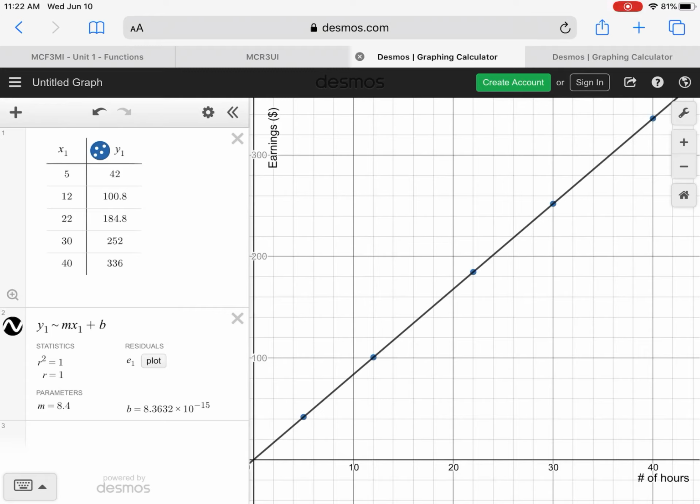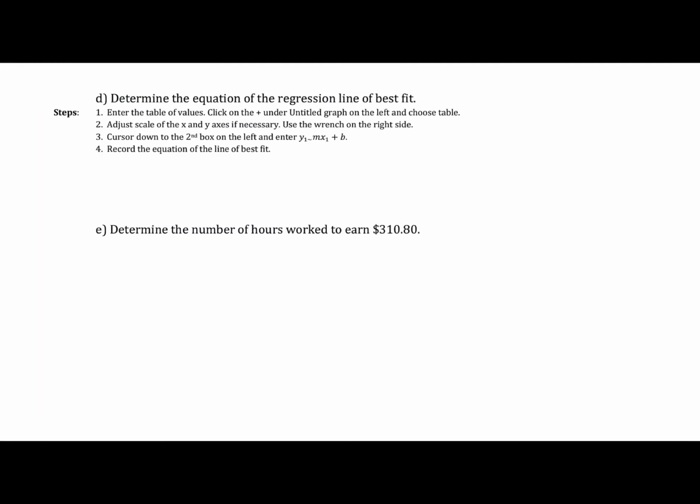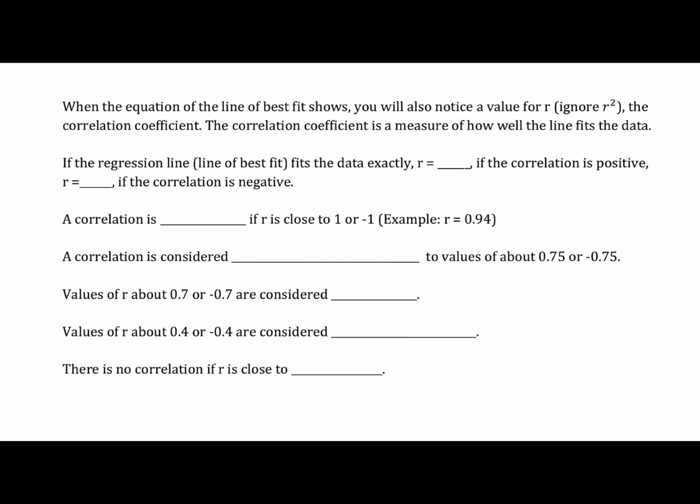This is what is called our correlation coefficient. And this tells us how well our data fits our line. Notice that in this case, our R value is 1 because every single piece of that data is on the line. It is an exact relationship. So we do know for sure that this person makes $8.40 an hour. It doesn't vary. It is an exact relationship, a very strong relationship or a very strong correlation. And the R equals 1 tells us that.